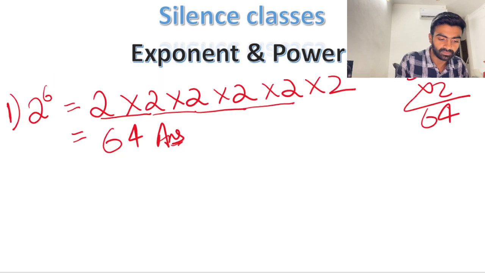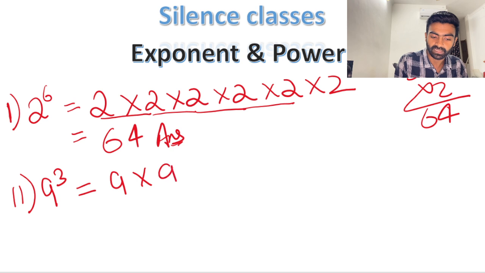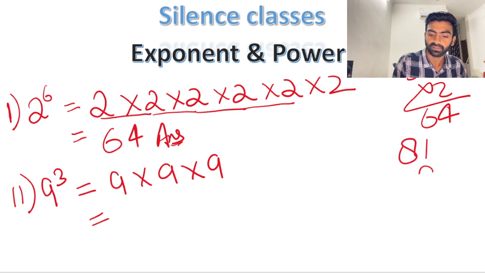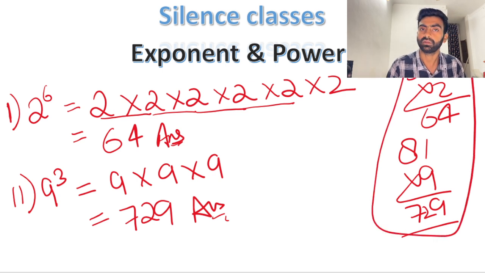9 to the power 3. The question is saying 9 to the power 3, means how many times do we have to write 9? We have to write 9 three times: 9 multiplied by 9 multiplied by 9. 9 nines are 81. 81 multiplied by 9: 9 ones are 9, and 8 nines are 72, means 729 is the answer. This multiplication work you have to do in your rough column. You have to write down the answer like this.